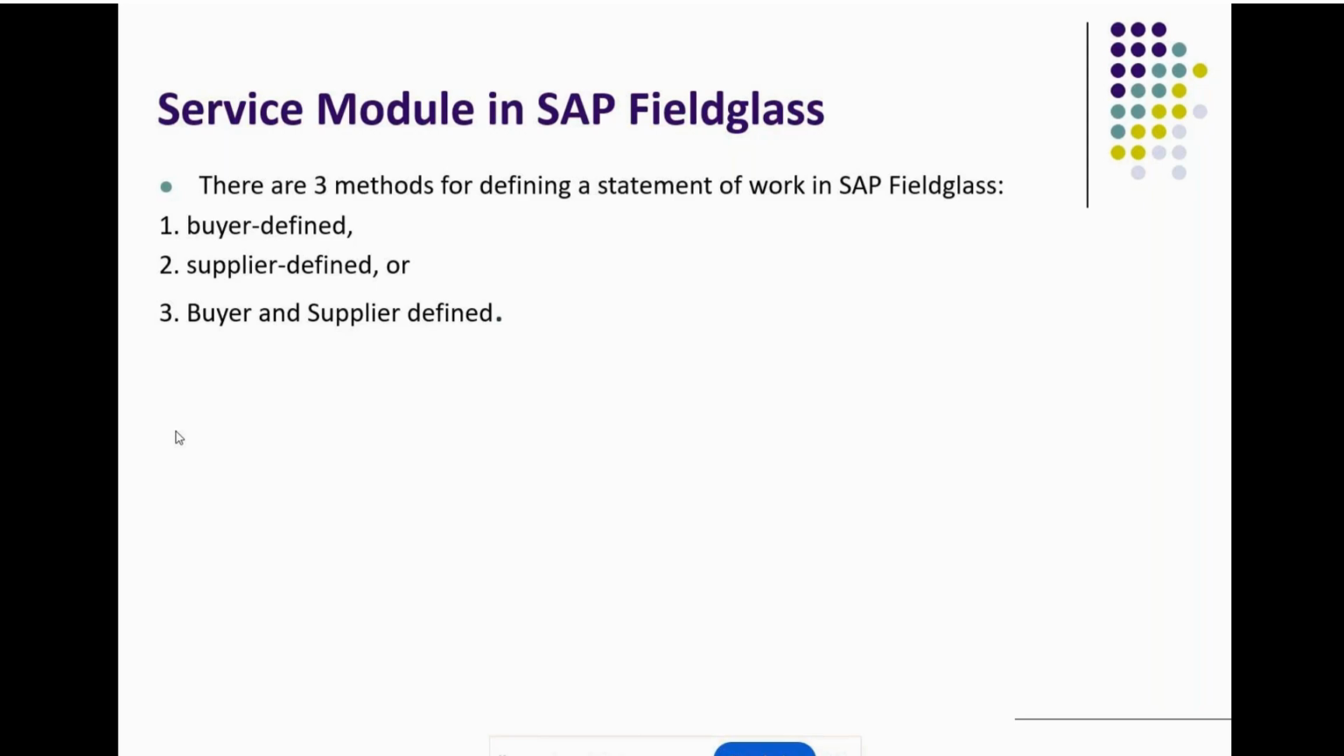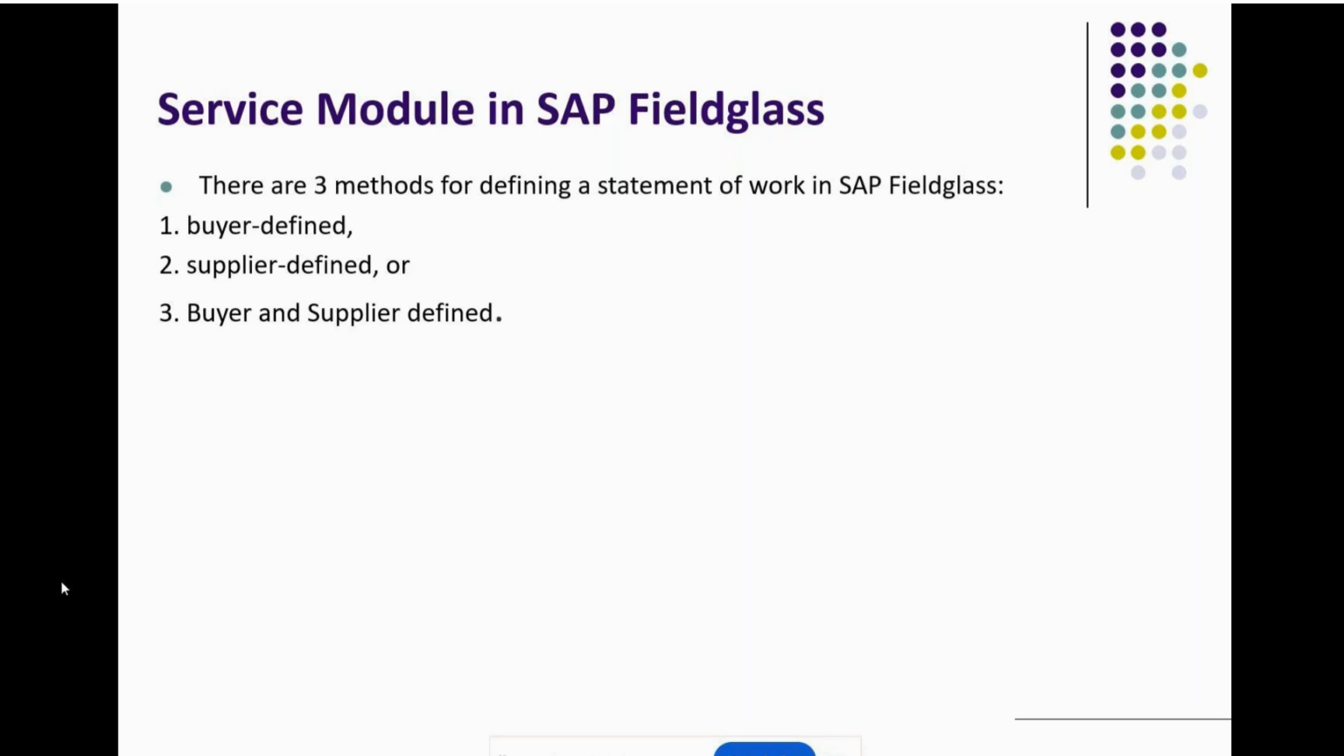If not, he can edit that SOW and change a few things. For example, the buyer wants 10 headcounts or 10 employees or 10 workers to work in that project, but the supplier says no, it's not possible to give 10, we'll only go with 5 or 6. Then the supplier can edit that SOW and go with 5 or 6 headcount workers, and then it again goes to the buyer to approve it, whether he is okay with 5 or 6. Okay, so in this way there is a collaboration between buyer and supplier in buyer and supplier defined.